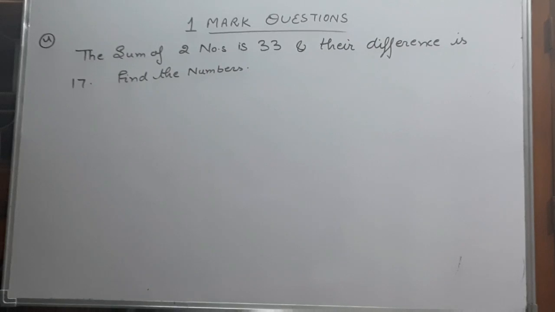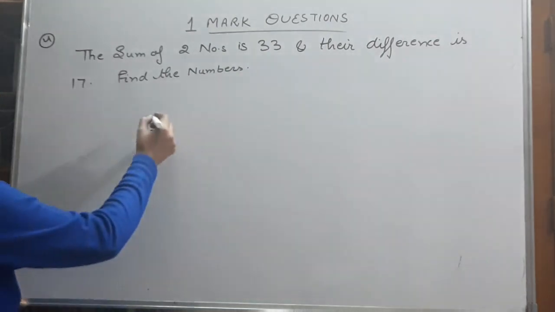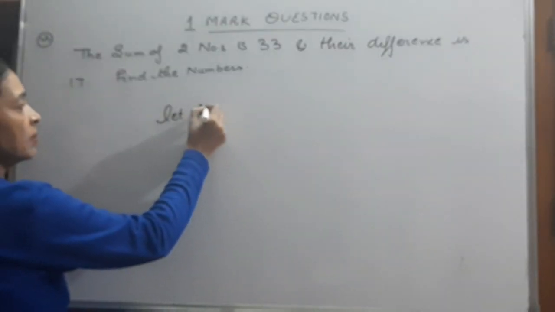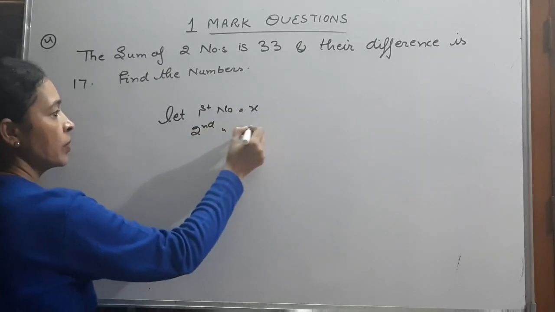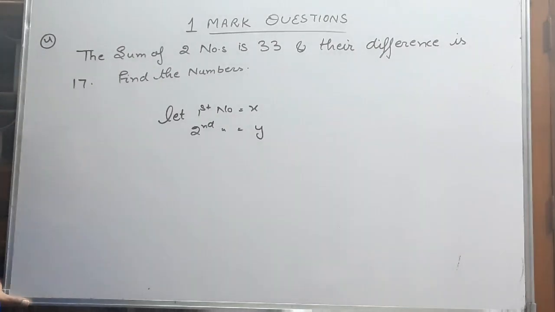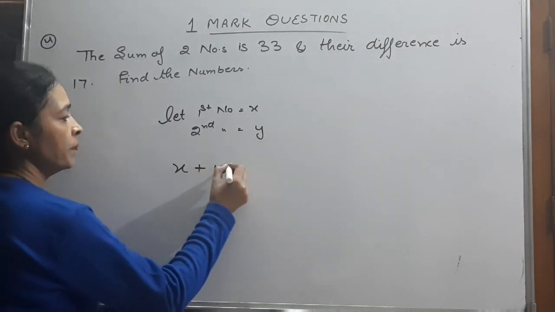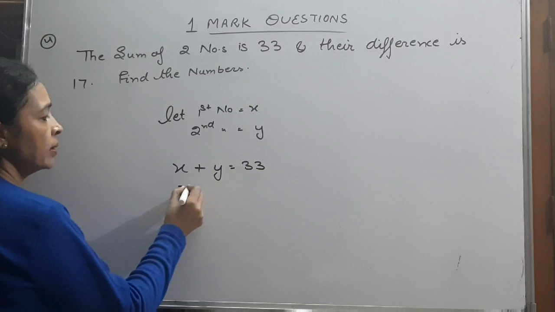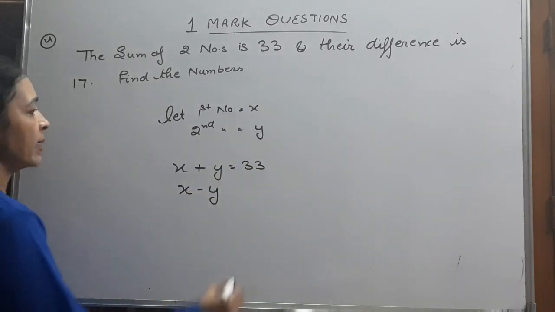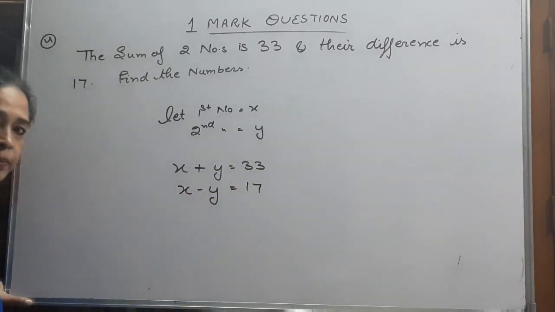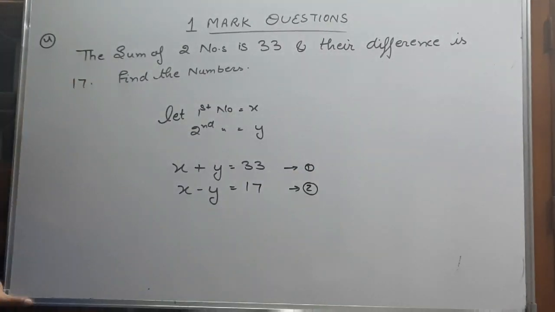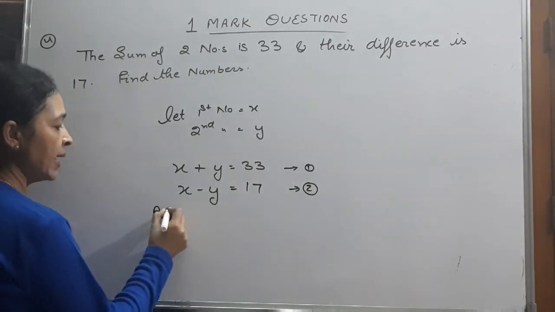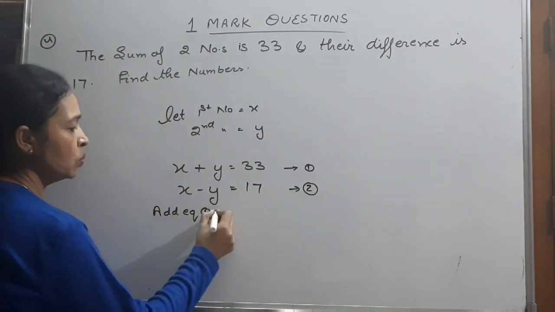The sum of two numbers is 33 and the difference is 17. We have to find the numbers. Let the first number be x and the second be y. The sum of these two numbers is x plus y, 33, and the difference x minus y is 17. Now this is equation 1, this is equation 2. We have to find the value of x and y. What will we do? We will add equation 1 and 2.